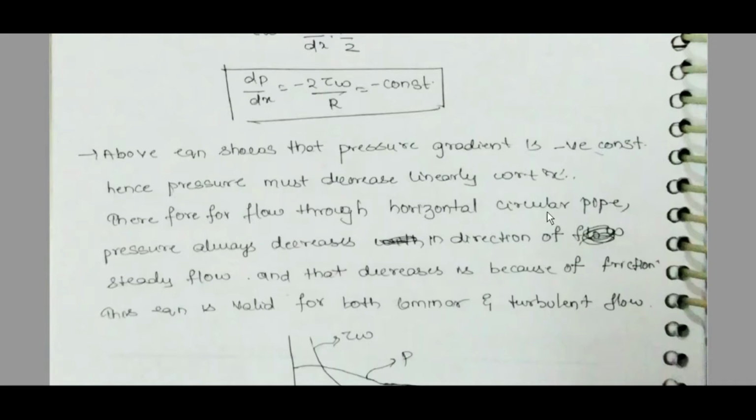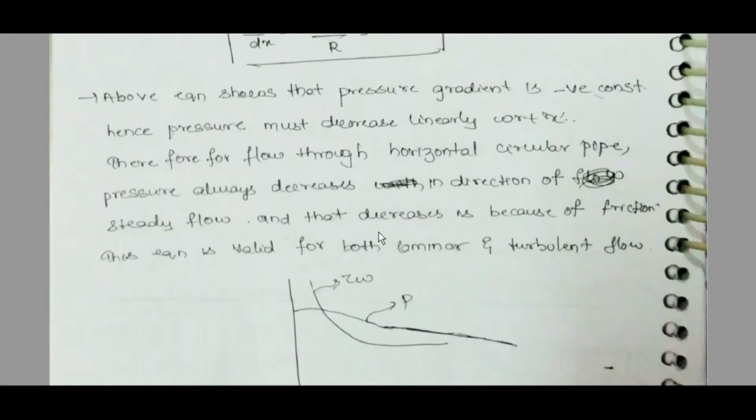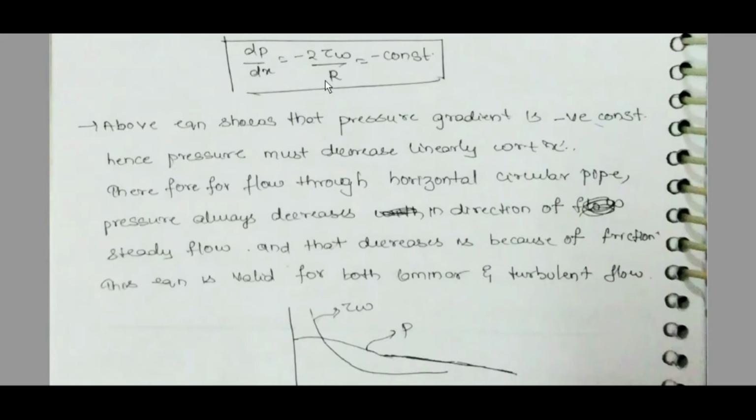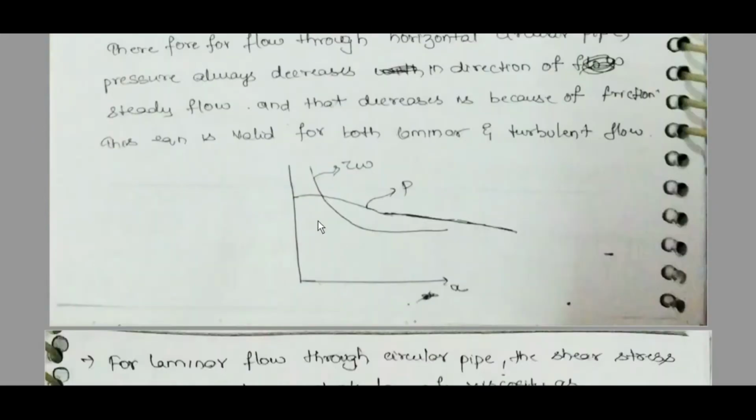Therefore, for flow through a horizontal circular pipe, pressure always decreases in the direction of steady flow, and that decrease is because of friction. This equation is valid for both laminar and turbulent flow. dp/dx is equal to minus 2 tau_w by R.